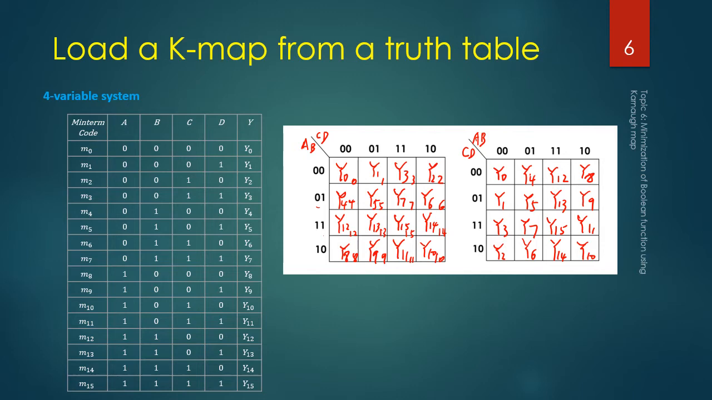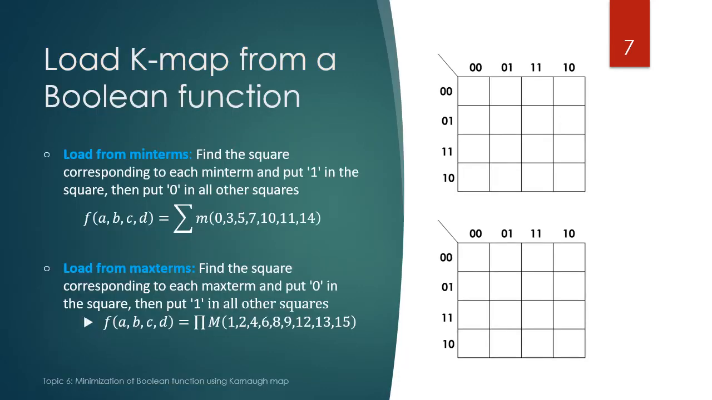Okay. So sometimes we don't have the truth table ready, but if we have the Boolean functions in either minterm or maxterm list form, we can also directly translate them into the Karnaugh map.